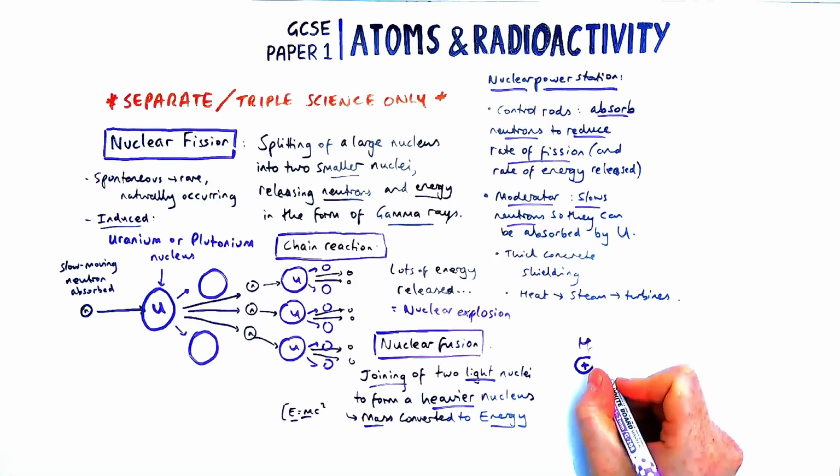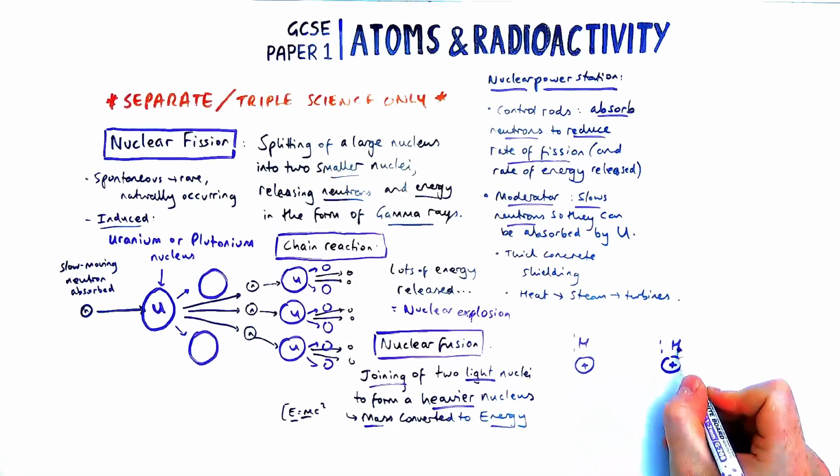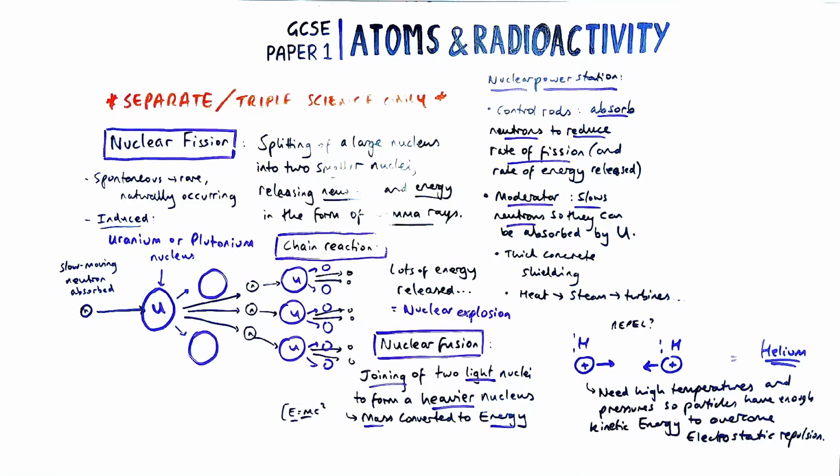Now, nuclear fusion is very difficult to make happen because you've got two hydrogen nuclei, the lightest elements. They both have a positive charge. So to make them fuse together and turn into a new element of helium, you're going to need really high temperatures and pressures. This is so the particles have enough kinetic energy, or enough speed, to overcome electrostatic repulsion so they can come together in the first place.